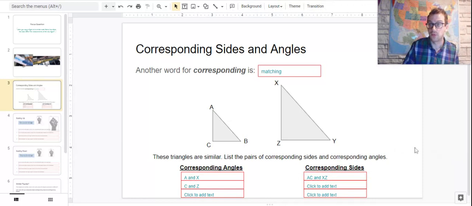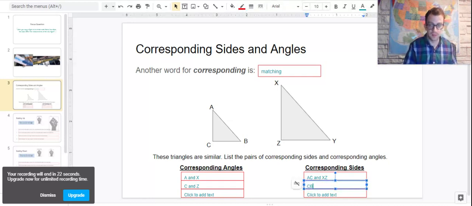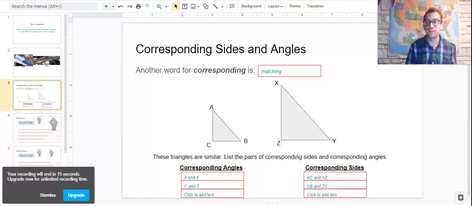Let's do one more. Maybe I'm going to look at the bottom of the triangle down here. The bottom of the triangle is side CB. Side CB corresponds over here. Same side, side ZY. CB and ZY. That's how we can look between two shapes that are similar and figure out which sides and angles are corresponding. This is going to be really important as we learn more about what it means specifically for shapes to be similar and how we can compare those corresponding sides and angles.